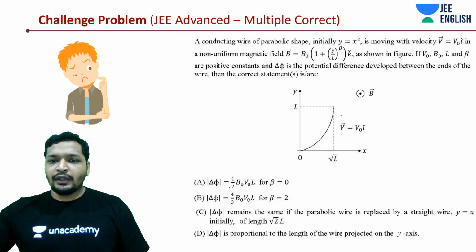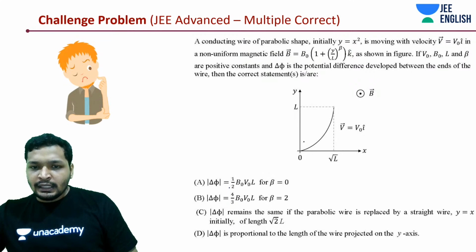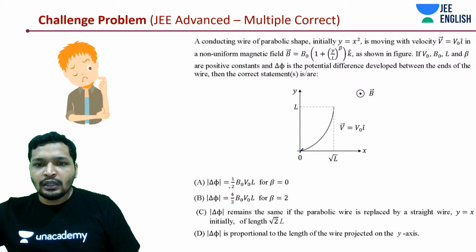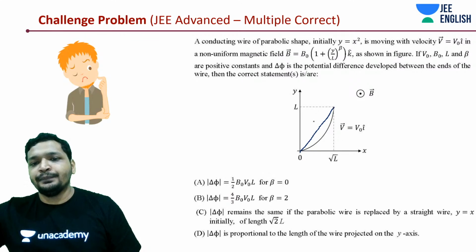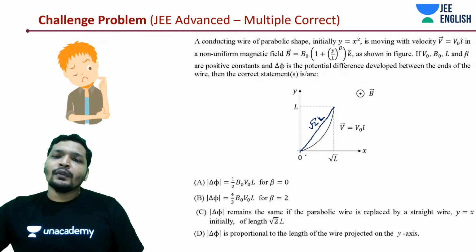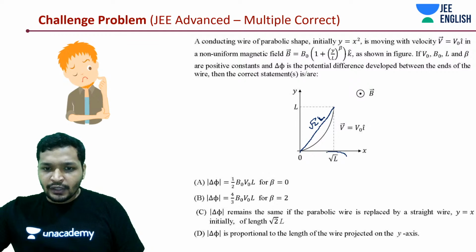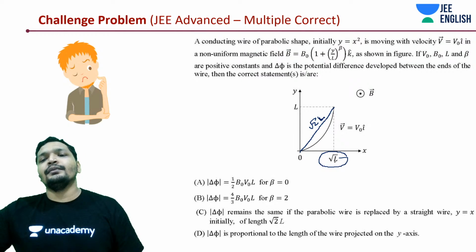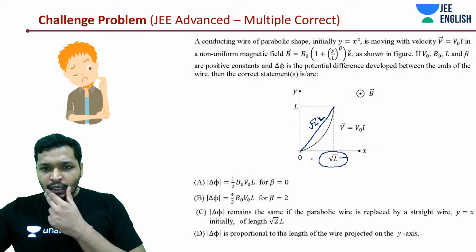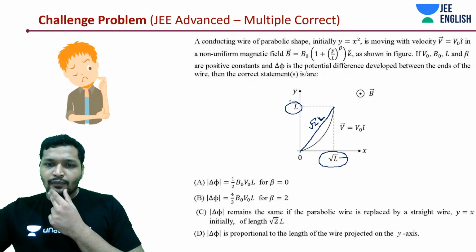Let's understand. They are saying that if this parabolic wire was replaced by a wire of length root 2L, okay, root 2L. And what is the value given to you? Root L. Alright.